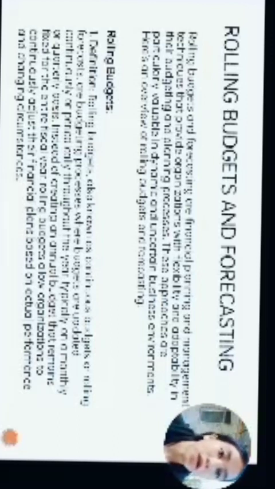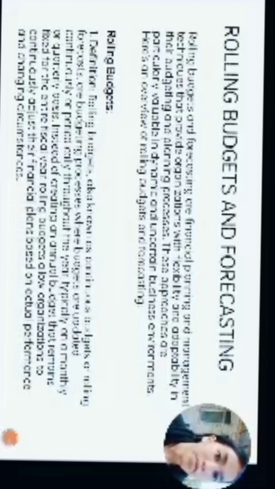First, definitions. Rolling budget is also known as continuous budget and rolling forecast. Budgeting processes in which budgets are updated continuously or periodically throughout the year, typically on a monthly or quarterly basis, instead of creating an annual budget that remains fixed for the entire fiscal year. Rolling budget allows organizations to continuously adjust their financial plan based on actual performance and changing circumstances.